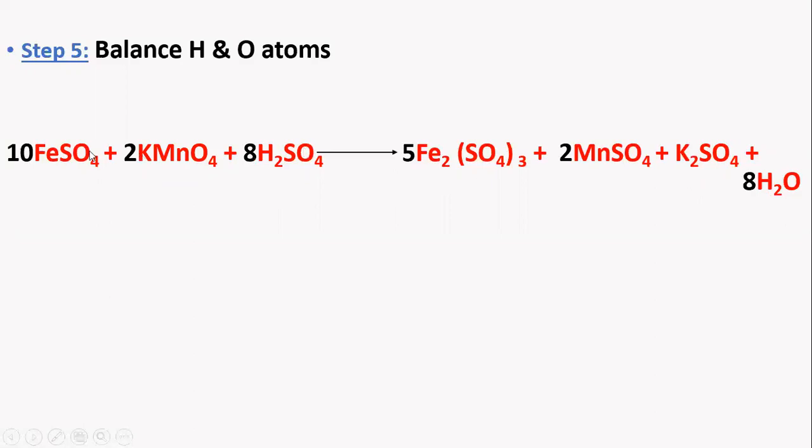16. Oxygen, just count 10, and here 4. 10 into 4 will be 40, and again 4 into 2, 8. So 48, again 8 fours are 32. So 32 and again 8 plus 40. So totally you will get the same number of oxygen atoms in the product side also. Okay. So this will be the final equation.